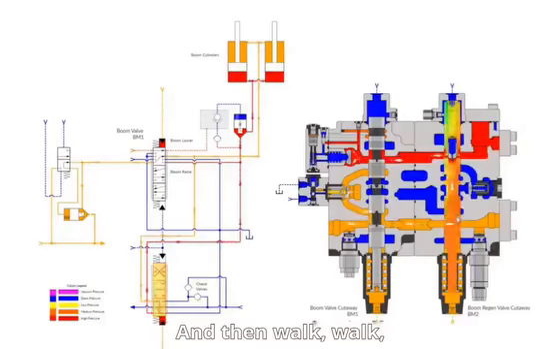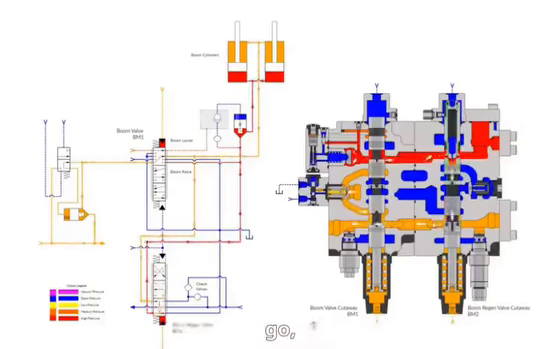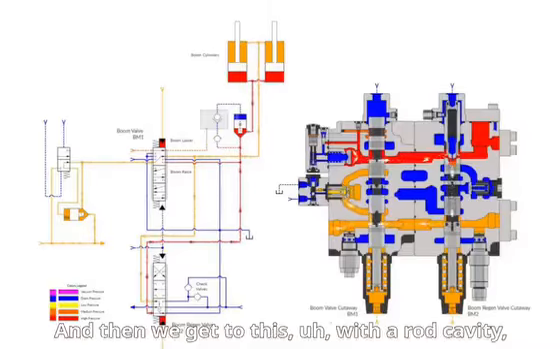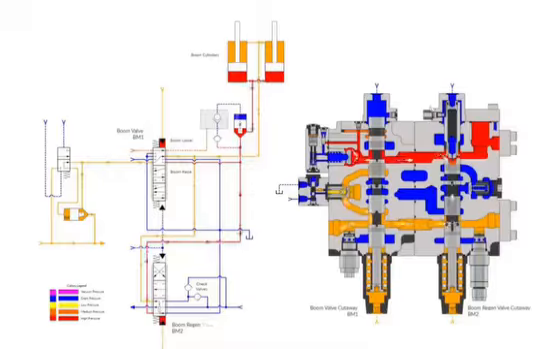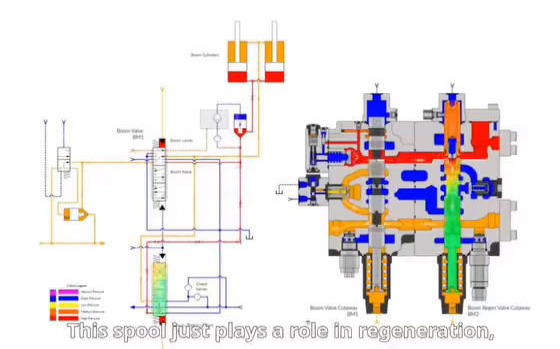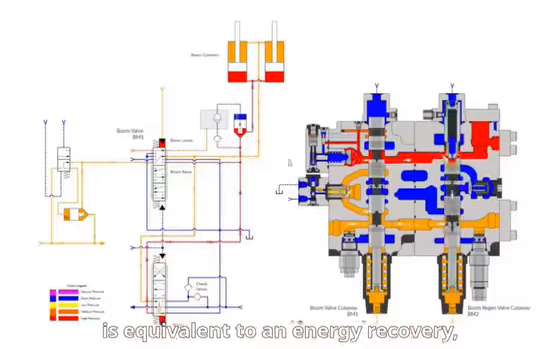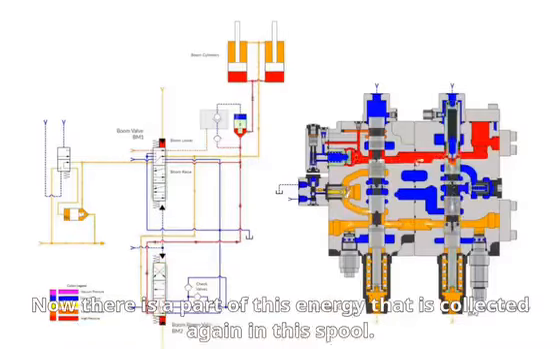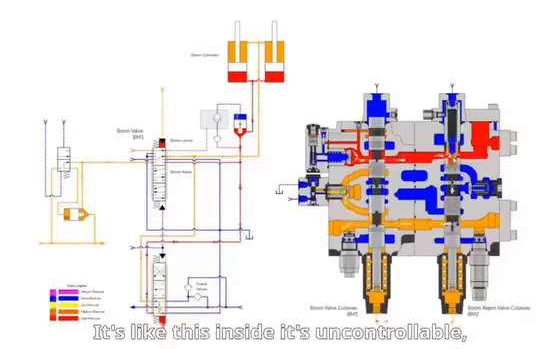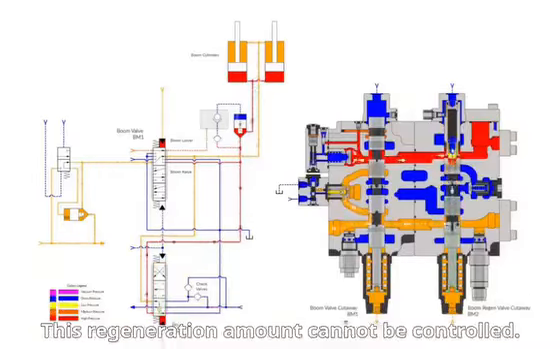And then the oil goes, goes, and we get to the rod cavity, achieving a regeneration for the descent. This spool just plays a role in regeneration, equivalent to an energy recovery, right? Now a part of this energy is collected again in this spool. It's like this inside, it's uncontrollable. This regeneration amount cannot be controlled.